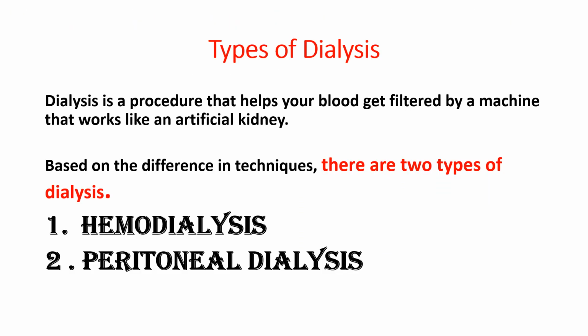Next, we move on to the types of dialysis. Dialysis is a procedure that helps your blood get filtered by a machine which works like an artificial kidney. Based on the differences in the techniques, there are two types of dialysis. The first one is hemodialysis, as we have already seen the principle of hemodialysis. The second one is peritoneal dialysis. We'll see one by one in detail.